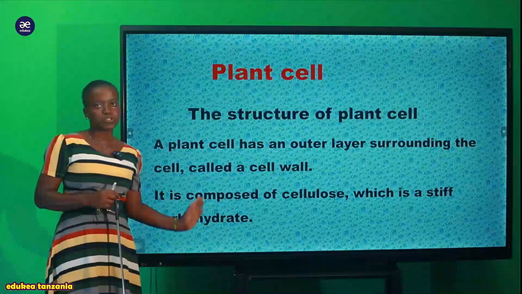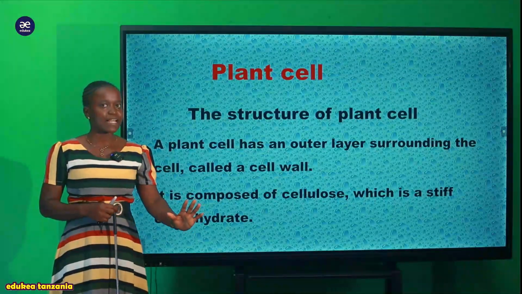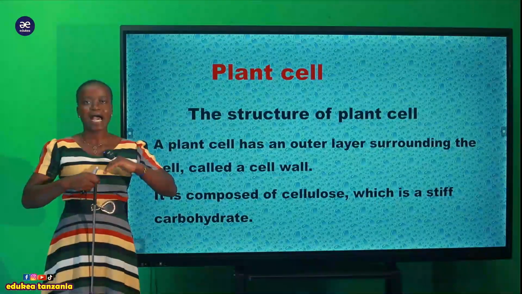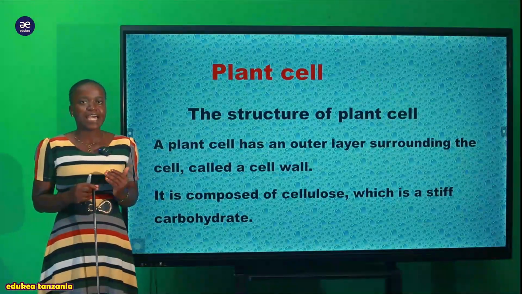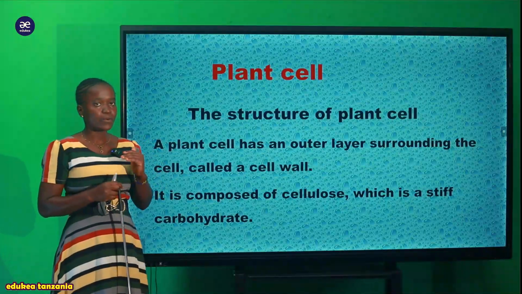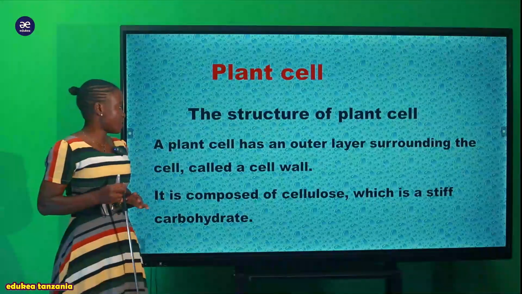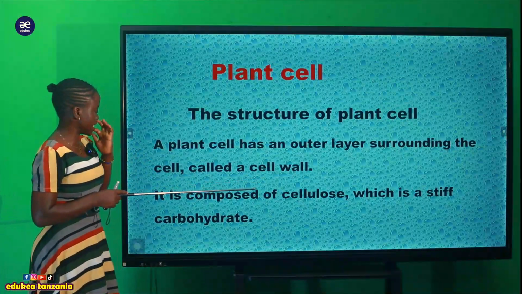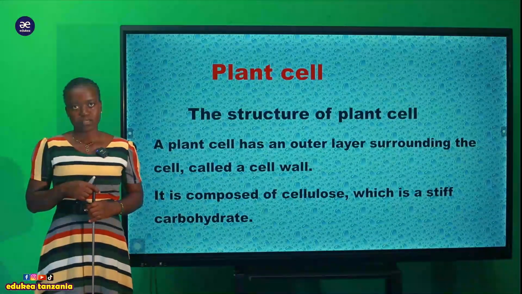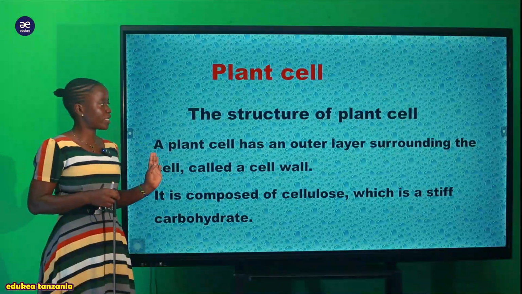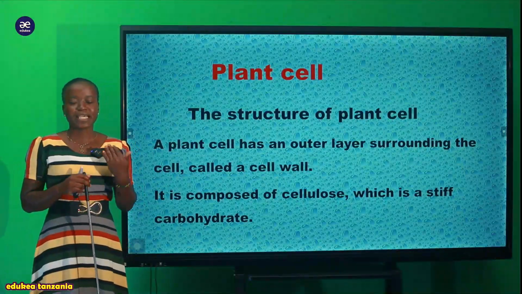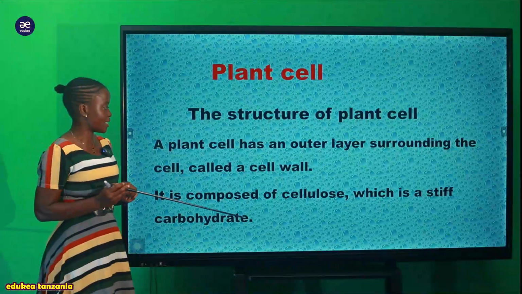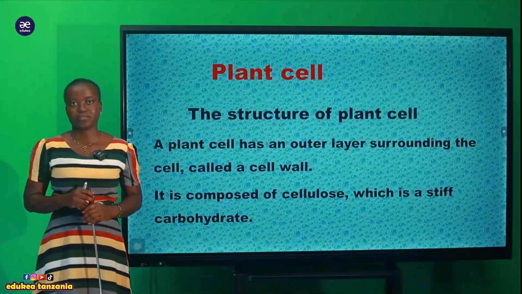So hii ndiyo tofauti kubwa inaweza kutofautisha kati ya plant cell na animal cell. Why? Kwa sababu kwenye plant cell there is an outer layer. That outer layer ndiyo ambayo inaitwa cell wall. But also we have seen that it is composed of cellulose, which is a stiff carbohydrate. So tunasema kwamba hii ambayo tunaita cell wall imetengenezwa na carbohydrate material. Hizo carbohydrate material ndizo ambazo zinaitwa cellulose.